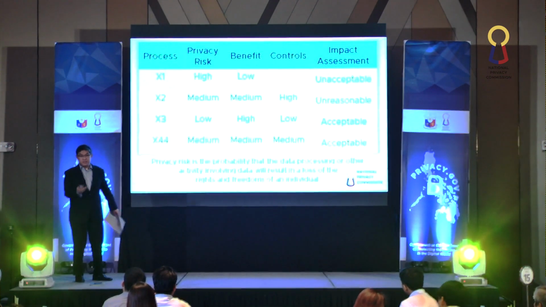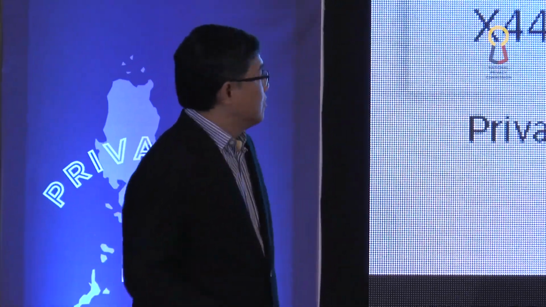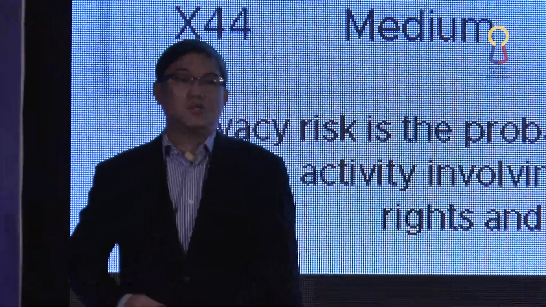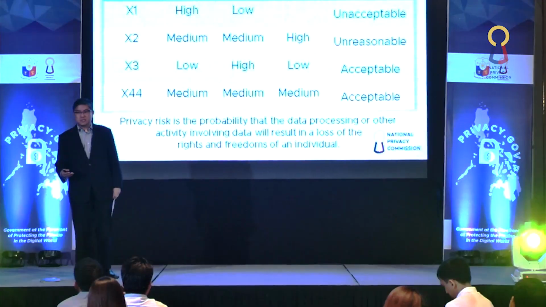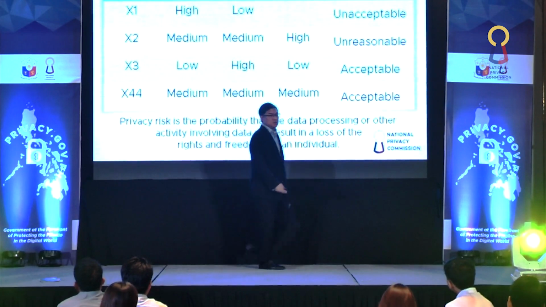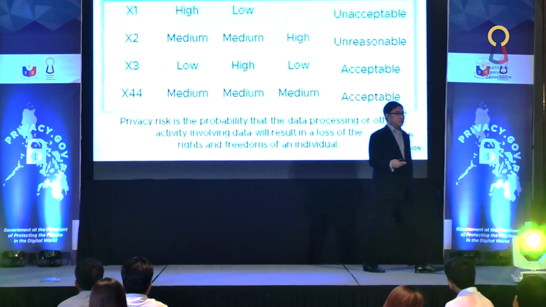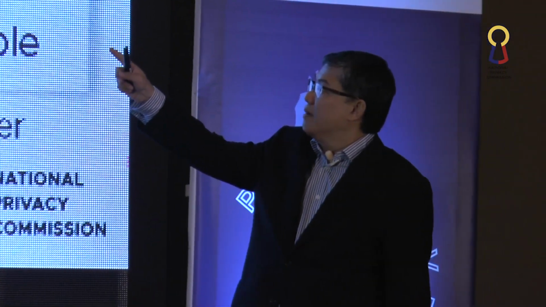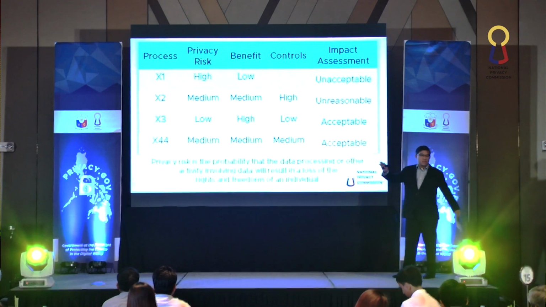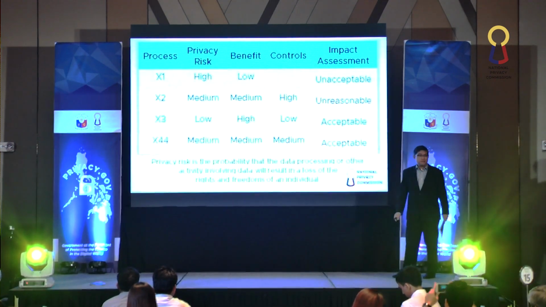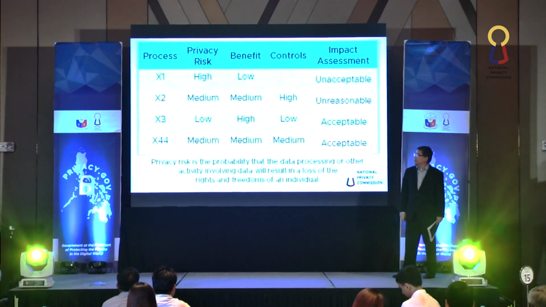But privacy risk in itself doesn't tell you much, right? What you now have to do is assess it against the benefit that the constituents or citizens might get out of that process. And also against the controls that you need to put in place to manage that risk. And here in the case of process X1, which is high privacy risk and the benefit is low, the decision there is let's not even think about controls because already it's unacceptable.